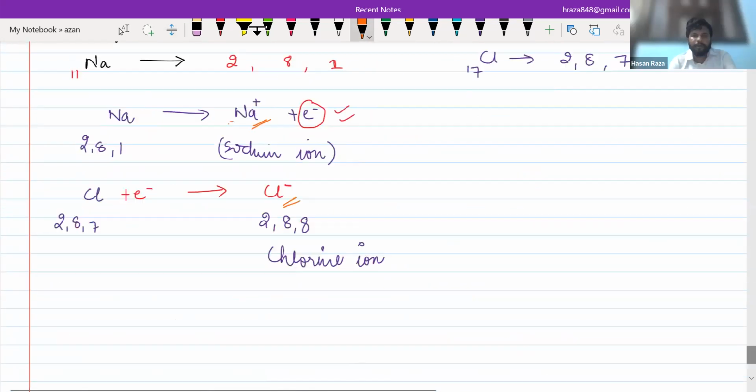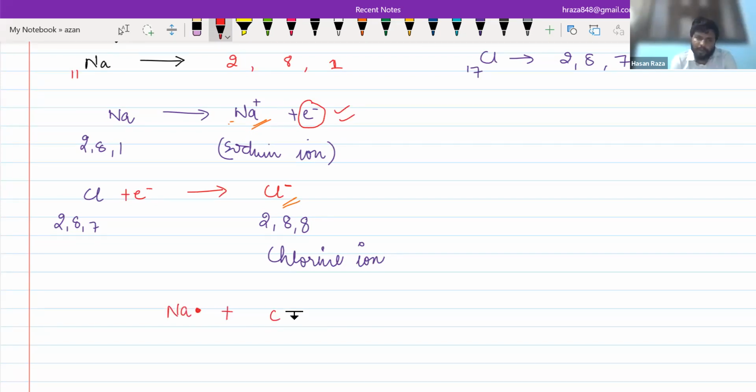Very good. Now see how we are going to show the electron dot structure of this. Sodium has an electron in its outermost shell, that I'm going to show like this, and chlorine will have seven valence electrons in its outermost shell. So basically, I'm going to put this electron as a cross mark, and it will come here and join with this.